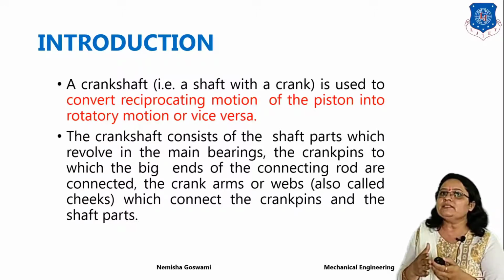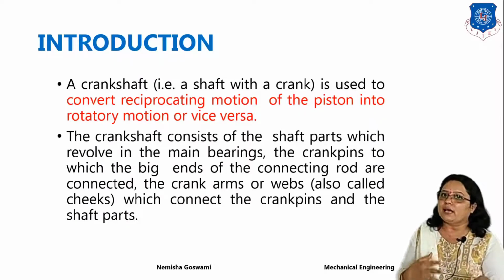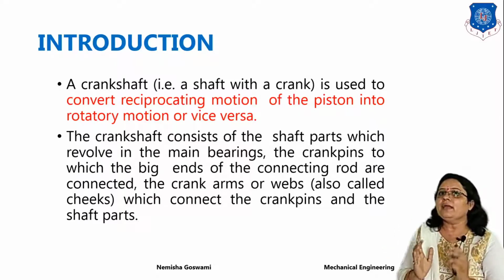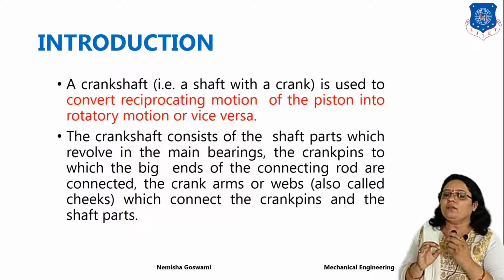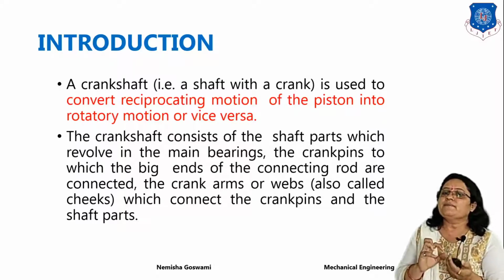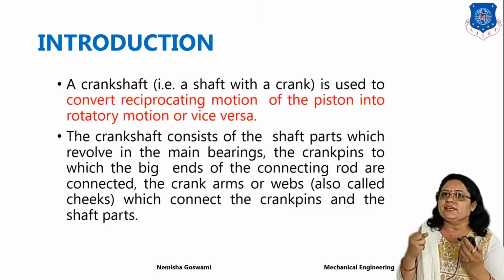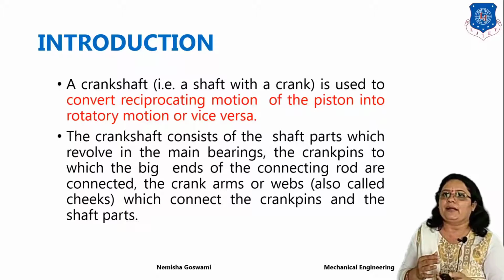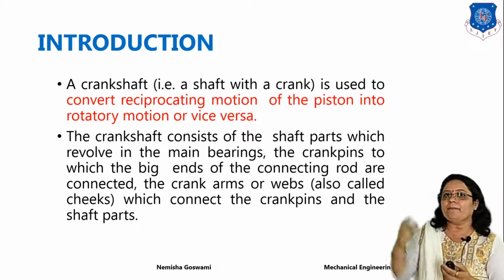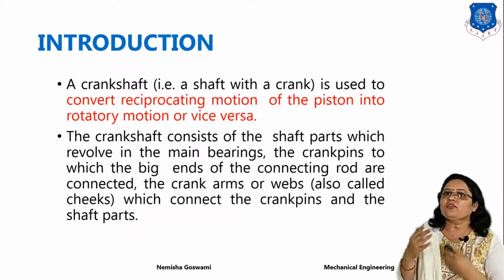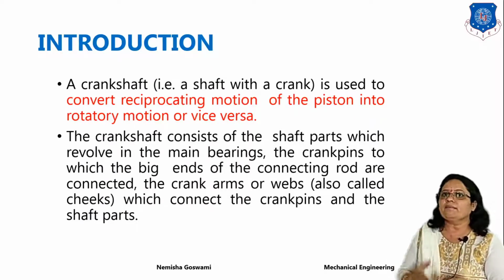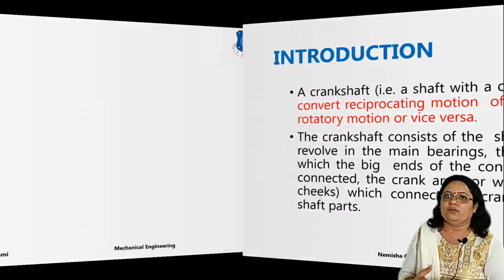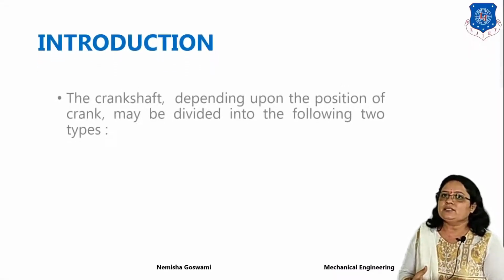Crank pins are used in the big end of the connecting rod, which is connected with the crankshaft. Crank arms, or webs, sometimes also known as cheeks, are used to connect the crank pin and the shaft part. That portion we have already completed in the connecting rod: the design of the big end bearing or big end cap, and the design of the small end cap. So next is the introduction.